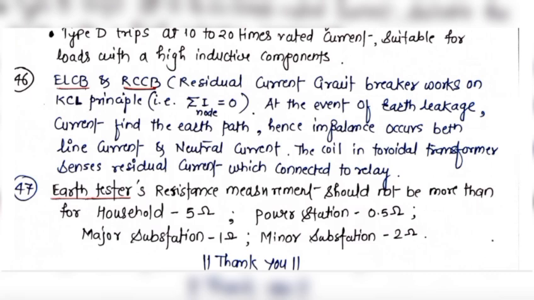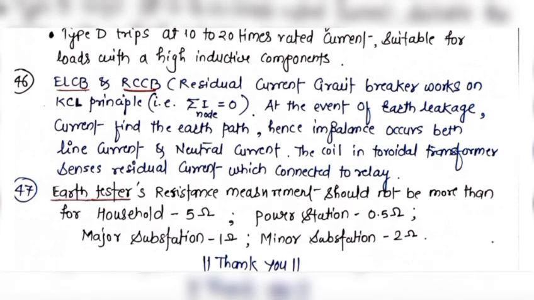ELCB, earth leakage circuit breaker, and RCCB, residual current circuit breaker, work on the KCL principle, that is, summation of all the currents at a node should be zero. In the event of earth leakage, current finds the earth path. Hence, imbalance occurs between the line current and neutral current. The coil in toroidal transformer senses residual current, which is connected to relay.